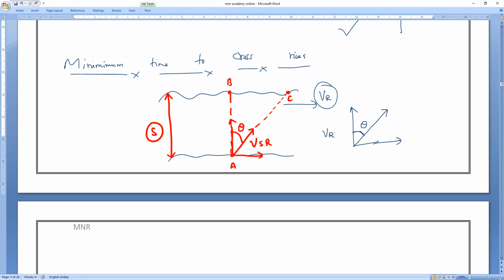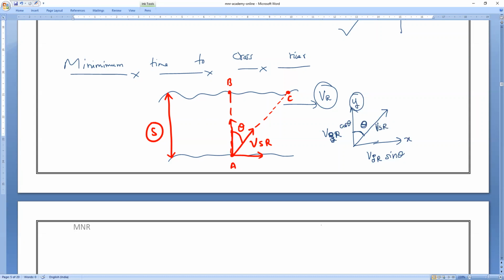Velocity of the swimmer with respect to the river. Here also, velocity of the swimmer with respect to the river. So here what will come? Sin theta, and here what will come? Cos theta. Clear? Understand? And this is the resultant speed, the velocity of the swimmer with respect to the river. This is the y direction and this is the x direction. If he makes this angle with the y direction, then only he will go faster.